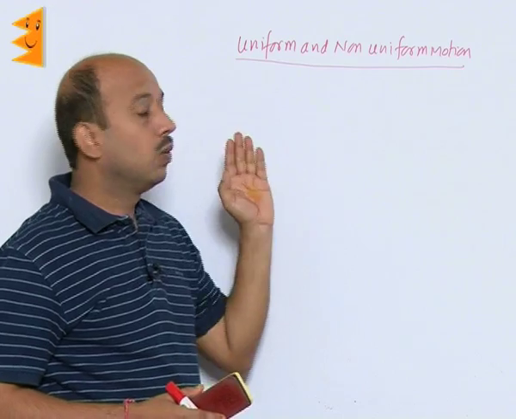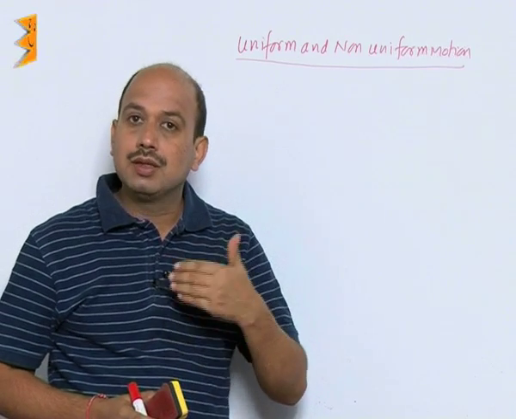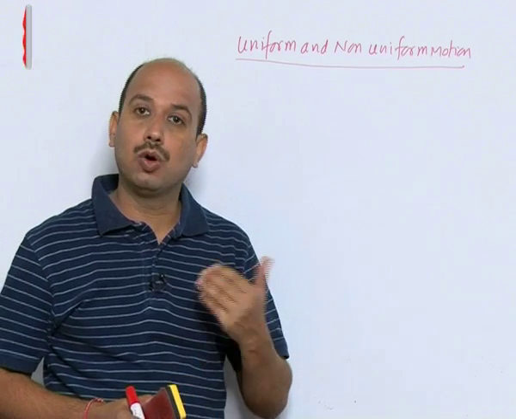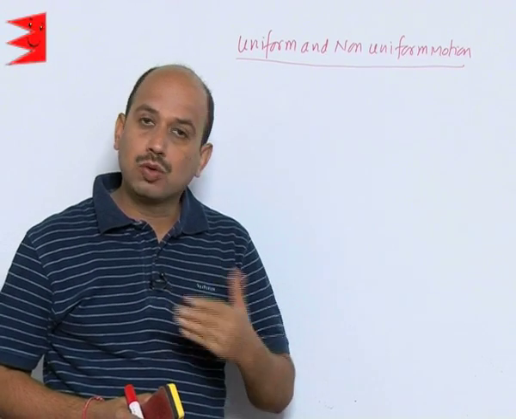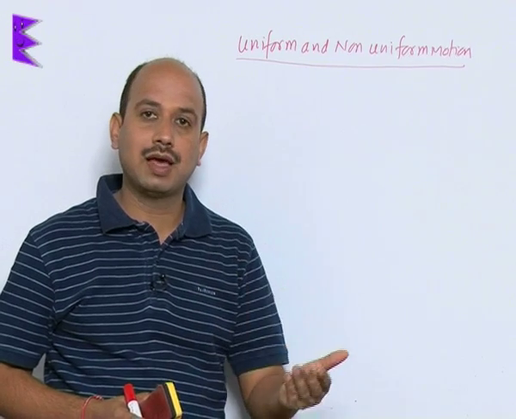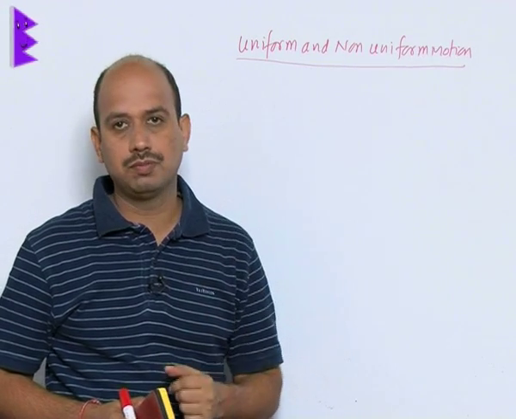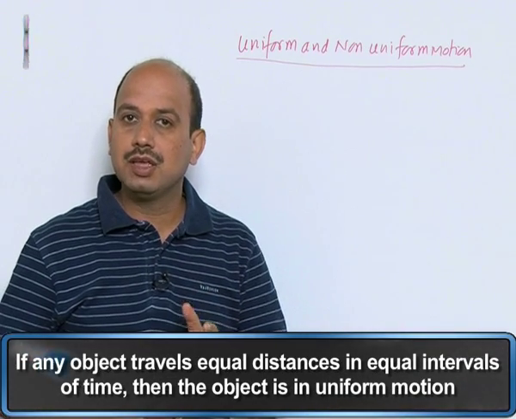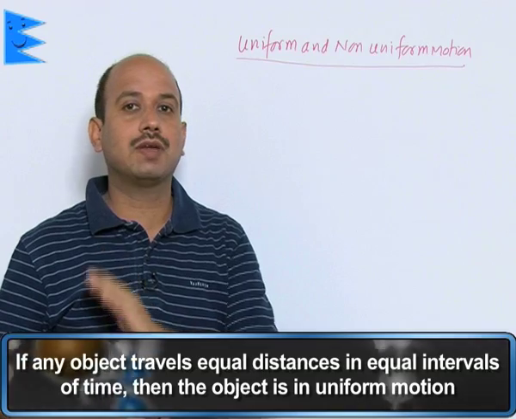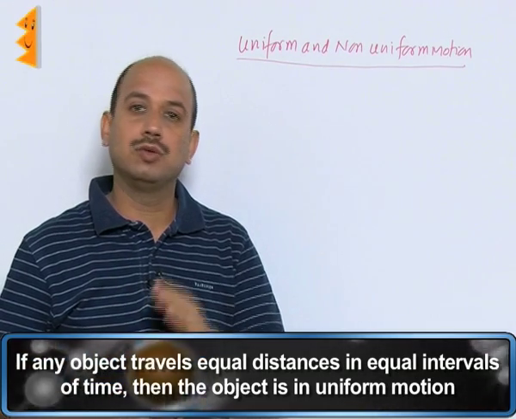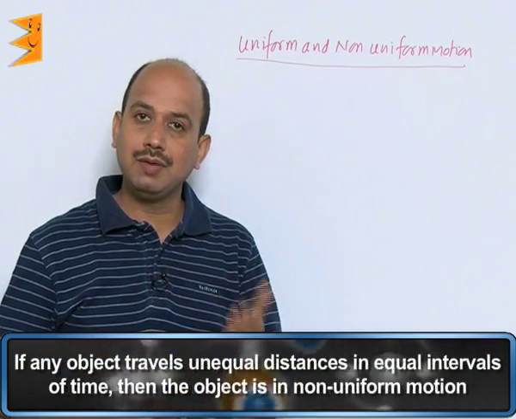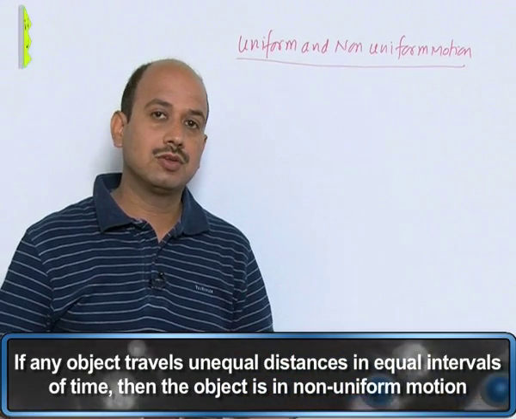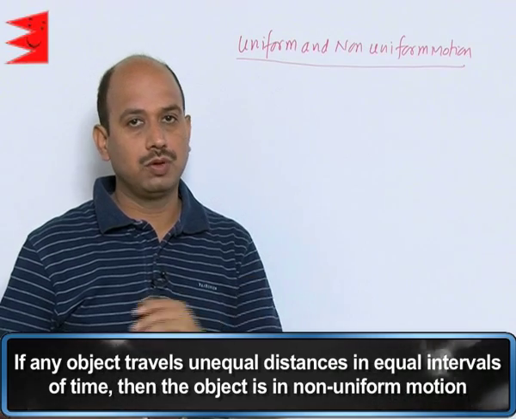Now, when the object changes its speed in regular time intervals, we can say the motion is non-uniform. If speed remains constant in all intervals of time, then we say motion is uniform. So, we can conclude: whenever any object travels equal distances in equal intervals of time, we say the object is in uniform motion, and whenever any object travels unequal distances in equal intervals of time, we say motion is non-uniform.